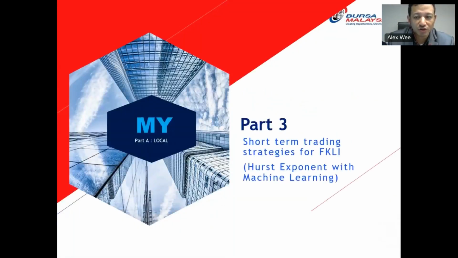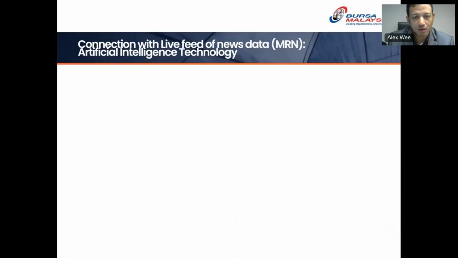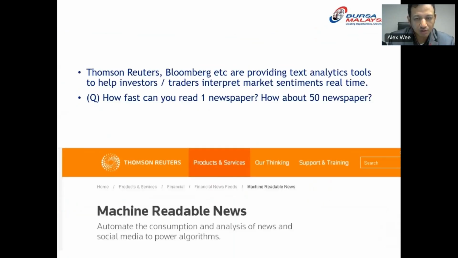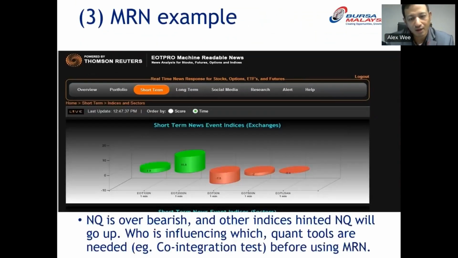Short-term trading strategies for FKLI, first with machine learning. So machine learning, LSTM, everything fed with machine-readable news, really fast. Able to read news piece by piece, processing thousands and thousands of news in less than a second, and able to absorb and understand all the news. And then from there, you have a bias.